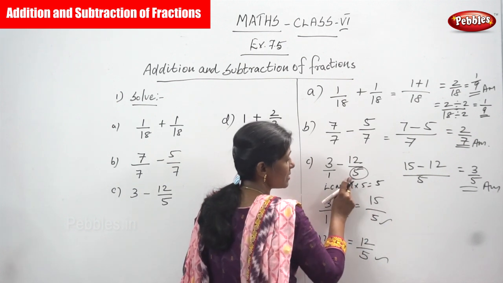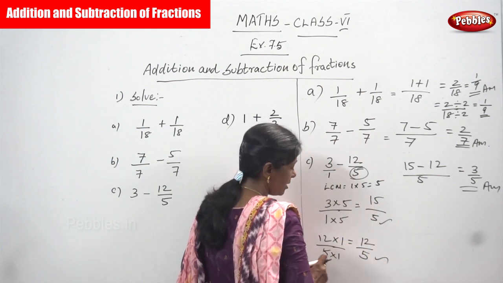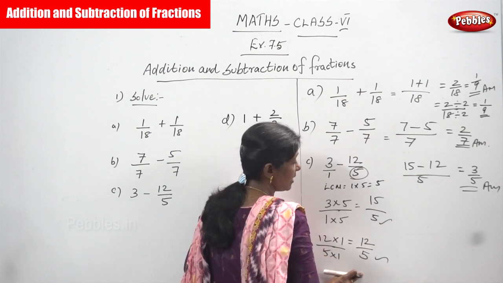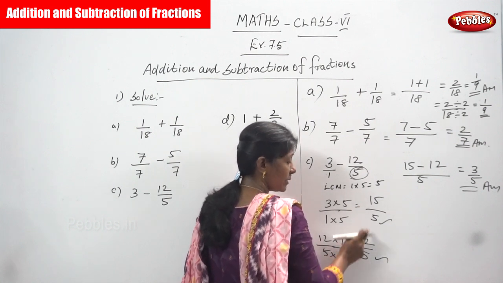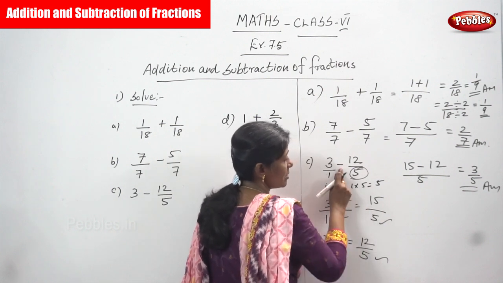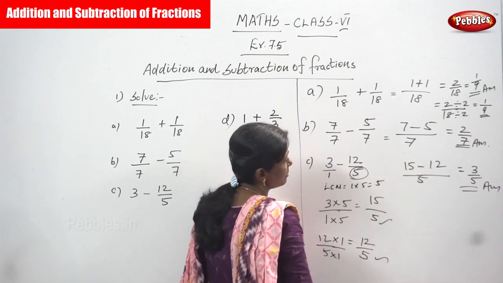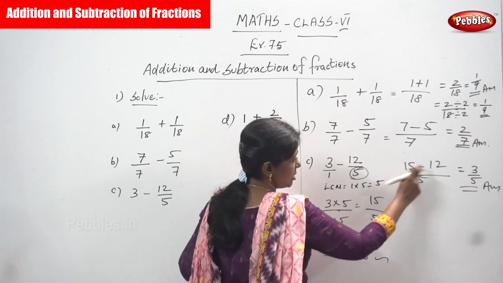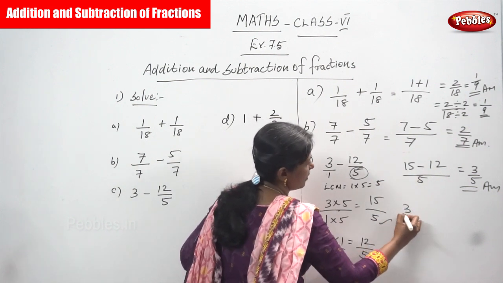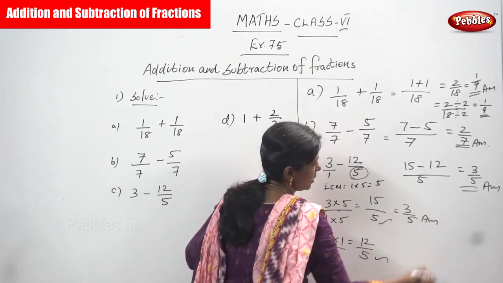So already the denominator is 5. So what you are going to do, you multiply 5 into 1 and 12 into 1, and you get 15 by 5 and 12 by 5. Now both denominators are similar, so you have to subtract only the numerators, because here the sign is subtraction. 15 minus 12, you get 3 by 5. So the answer is 3 by 5, the right answer for this question.